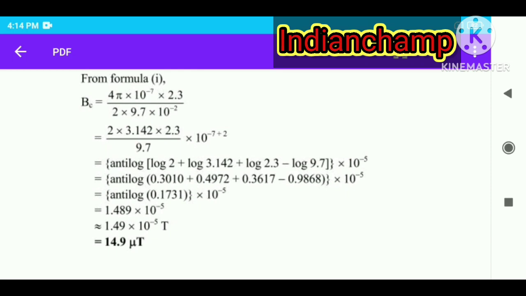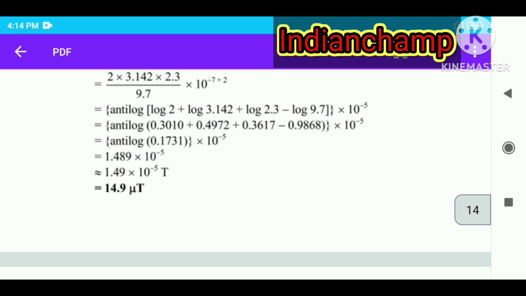Antilog of the bracket 0.3010 + 0.4972 + 0.3617 − 0.9868 × 10^-5. Antilog of 0.1731 × 10^-5 is equal to 1.489 × 10^-5, approximately 1.49 × 10^-5 T, which is equal to 14.9 μT.